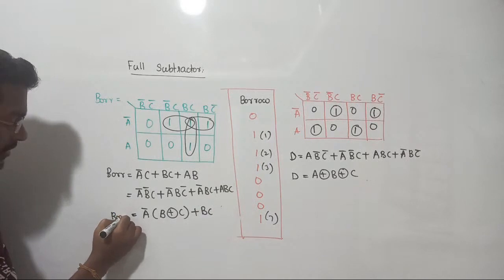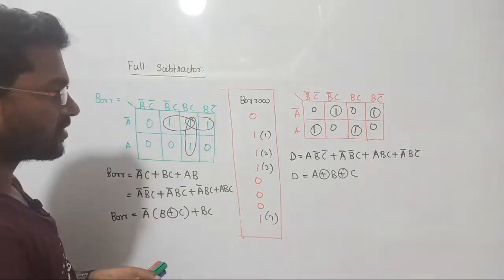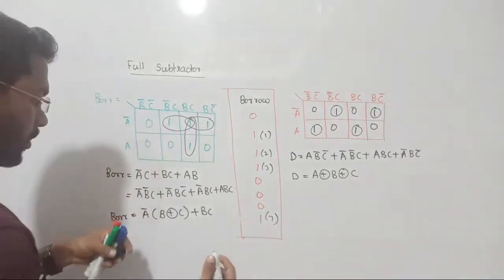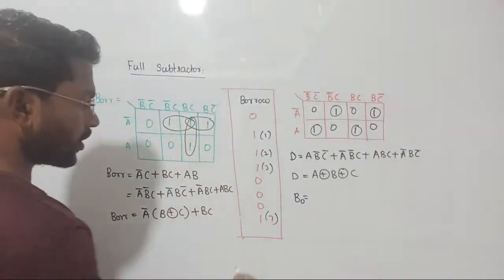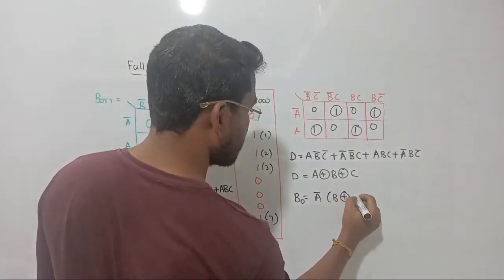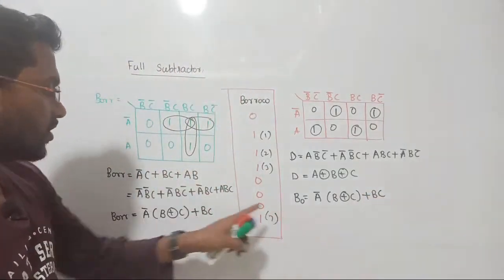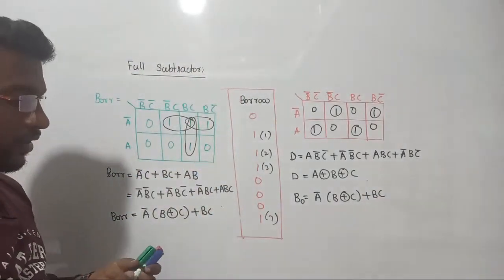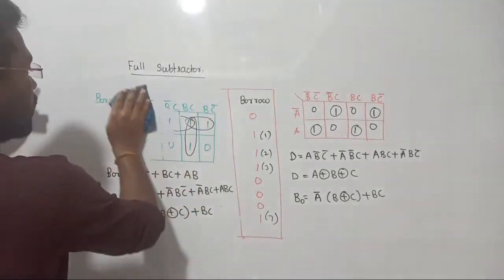We can also write like this. There are no more things to discuss. So the borrow is going to be, we can write just A bar into B XORed with C, plus BC. That is the output for borrow that I am getting, and this is equal to this one, the minimized form. Fine. So let me rub this one and let's try and develop the full adder circuit.